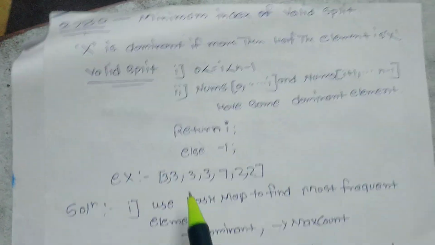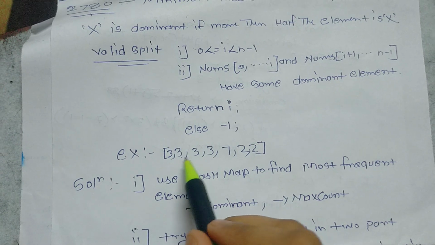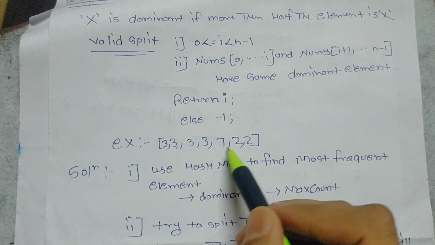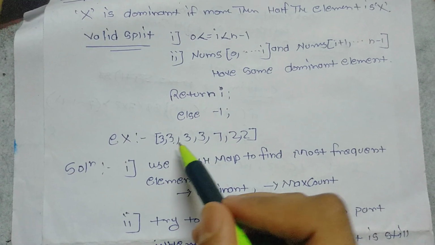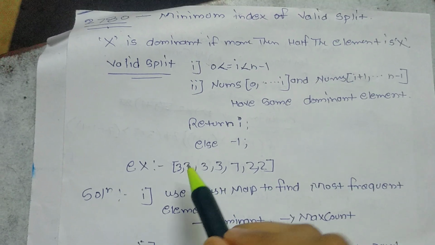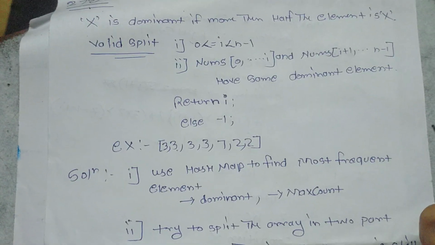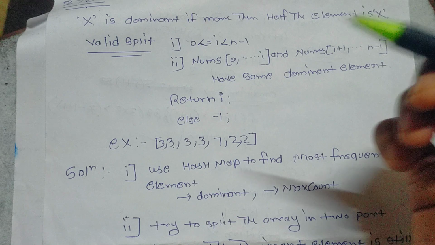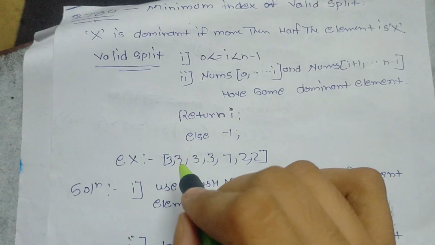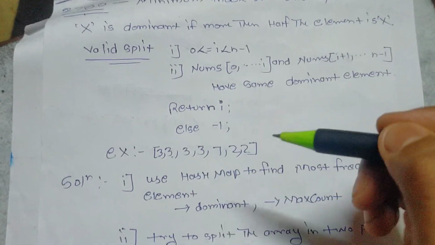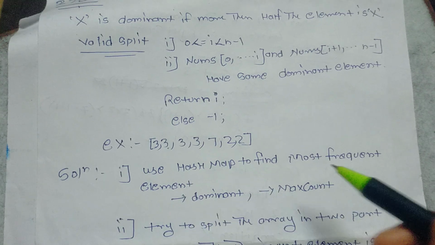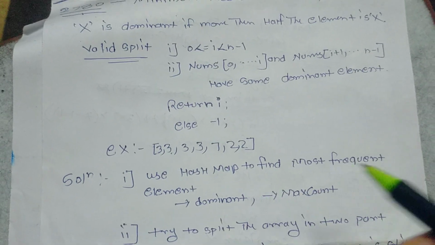So let's take an example of this array: 3 3 3 3, there are 4 times 3, and 7 2 2. The 3 comes more than half of the length of the array, right? So we can consider 3 as the dominant element. So how can we find out the dominant element and how many times the 3 occurs? For that we use a hash map.